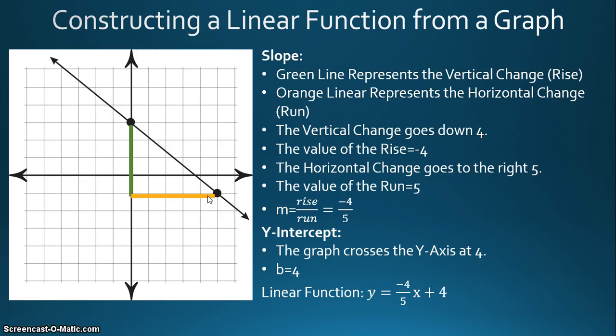So m equals rise over run, which in this one, since the rise is -4 and the run is 5, our slope is going to be -4 over 5. And the y-intercept, the graph crosses the y-axis at 4, so b is going to equal 4. So our linear function is going to equal y equals -4/5 x plus 4.